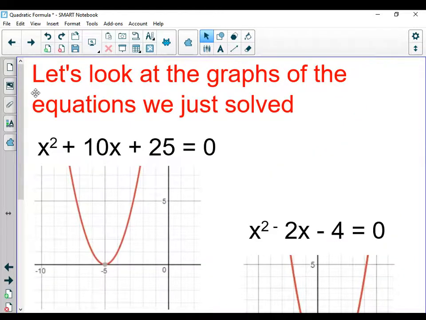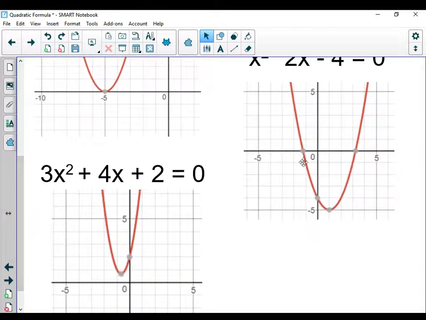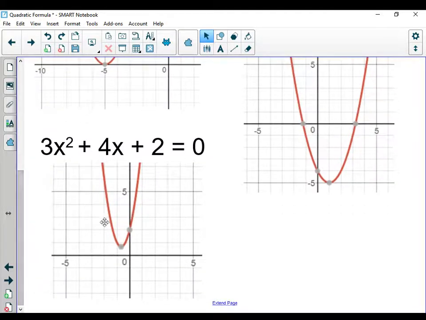So this is what I was talking about. Graphically, that means one solution because it comes down, touches at that one spot. It's called a double root. Just comes right back up. We'll talk about that more in the next chapter with polynomials. Notice how the next one we did, there are 2 solutions where it crosses the x-axis. And then the last one that we did, it doesn't cross at all. So one real solution, 2 real solutions, and then 2 imaginary.